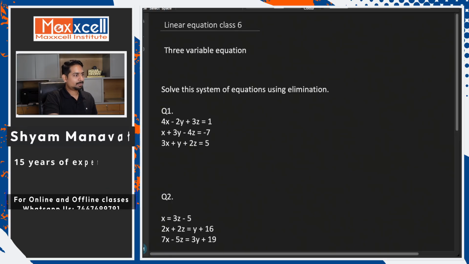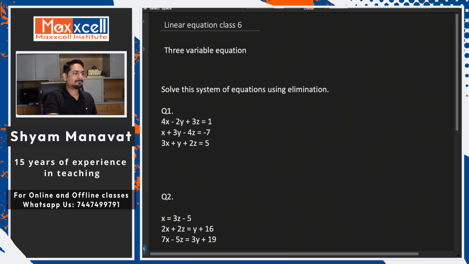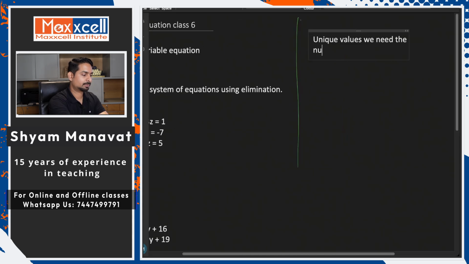Now, here we got three variable equations. We have learned previously that to get the individual unique values, not the combination of variables, we need the number of equations same as number of variables.